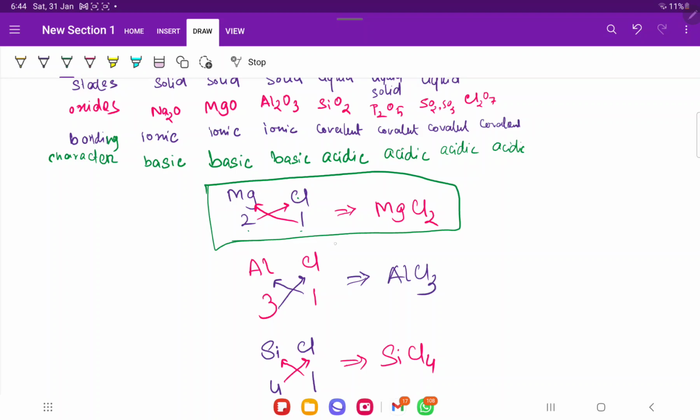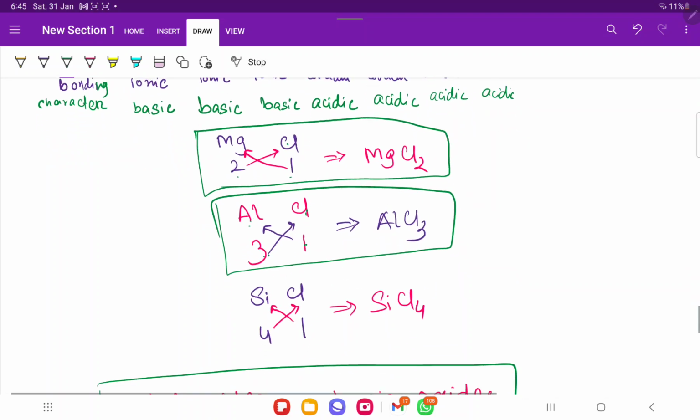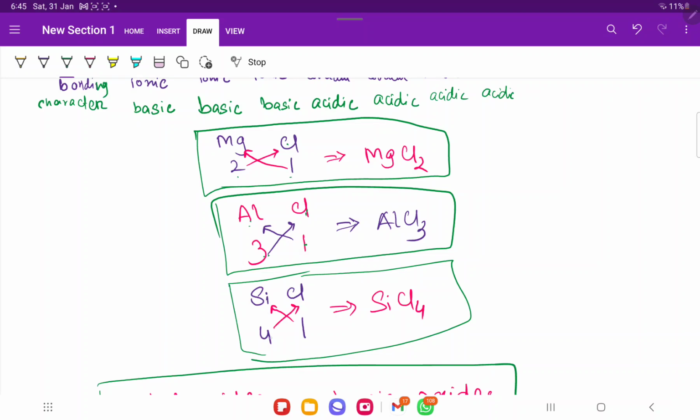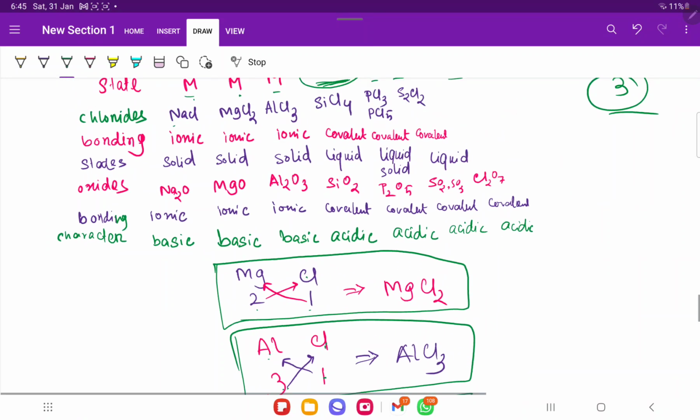They will get the subscript of their valency, meaning basically there will be a cross, and they will get the subscript of their opposite ion's valency, right? So in case of aluminium, valency is 3, chlorine has valency of 1, so aluminium will get the subscript of 1, chlorine will get the subscript of 3. The formula of aluminium chloride will be AlCl3. Similarly for silicon chloride, silicon has valency of 4, chlorine has valency of 1, so the formula will be SiCl4.